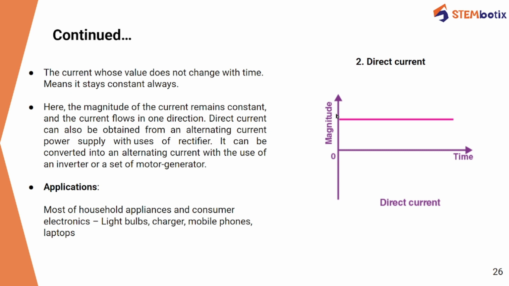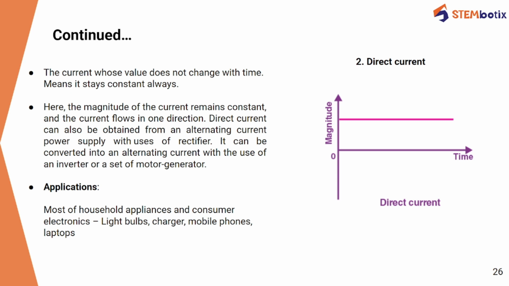It is constant from this point to this point. So with time, the change of magnitude is nothing. It is staying constant. So the current whose value does not change with time stays constant always. Here, the magnitude of current remains constant and the current flows in one direction only.